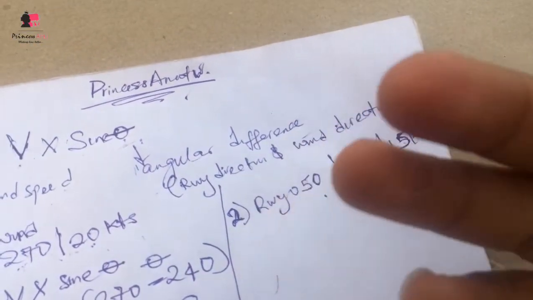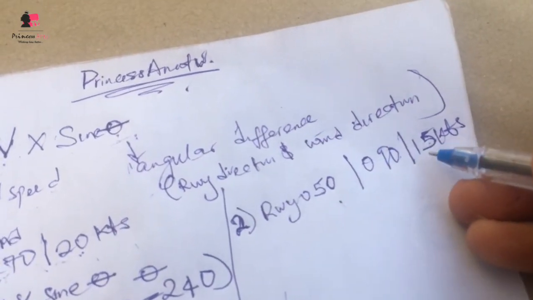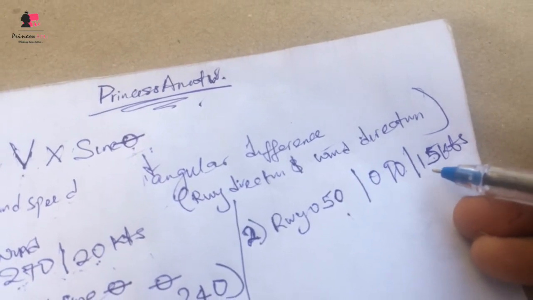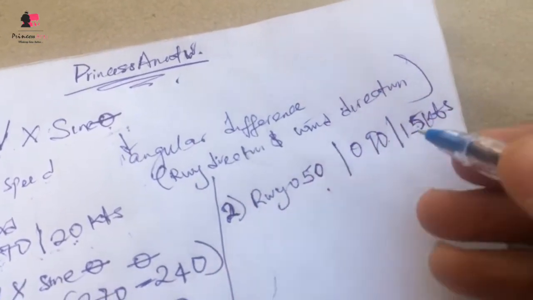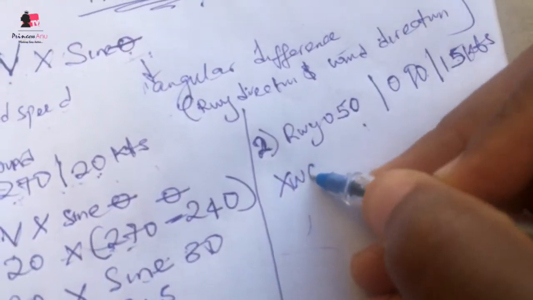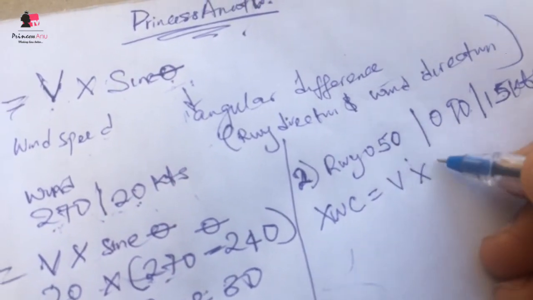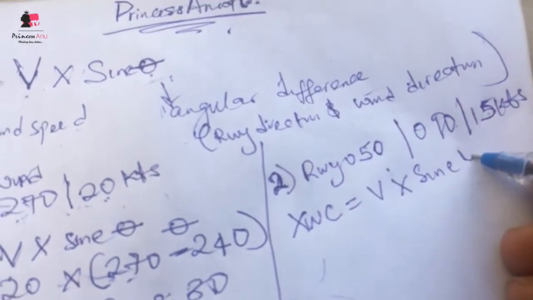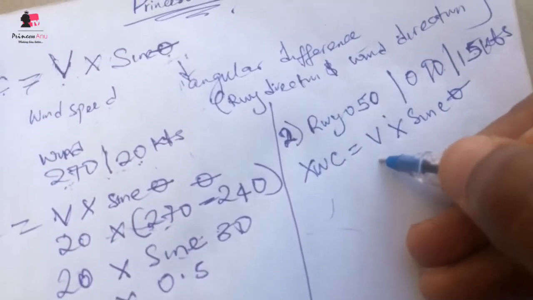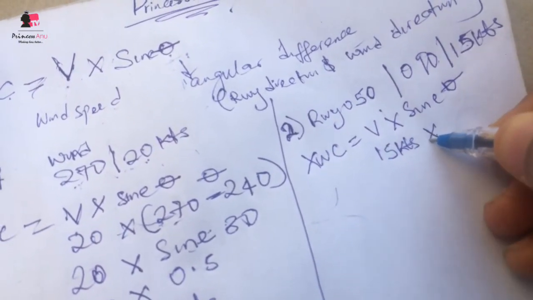The first thing that's going to go through your mind is, okay, how does this affect me? 15 knots is actually high, so you're going to be anticipating, but what is the crosswind component in this? Just like I said, I always like to write the formula so that we know we are on the same page. Velocity times sine theta. And now the velocity here is 15 knots.